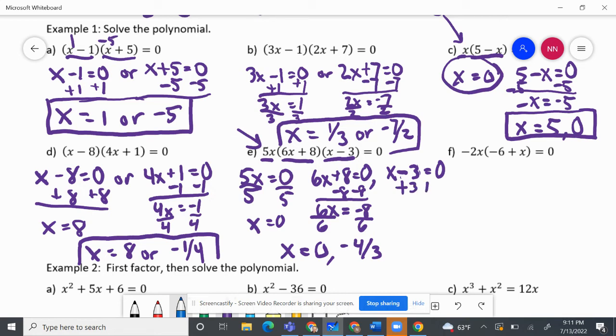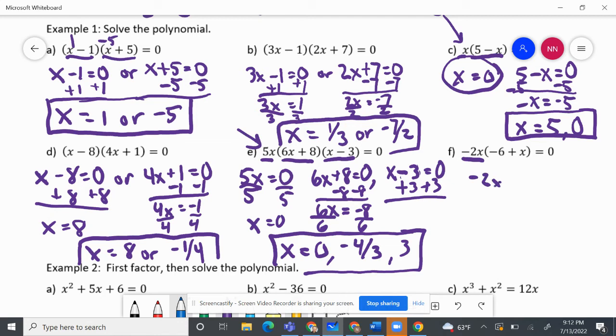And then for our last one, what we get is positive 3. Now for letter F, we have a monomial and a binomial. Once again, we set them equal to 0.